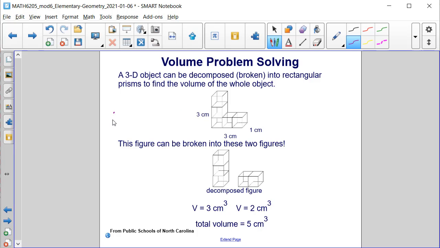A 3D object can also be decomposed or broken down into rectangular prisms or unit cubes to find the volume of the whole object. So for example, this figure could be broken down into 2 separate rectangular prisms, or they could be decomposed. The first one has a volume of 3 cubic centimeters, and the second one has a volume of 2 cubic centimeters. So if we add 3 and 2 together, we get a total volume of 5 cubic centimeters.